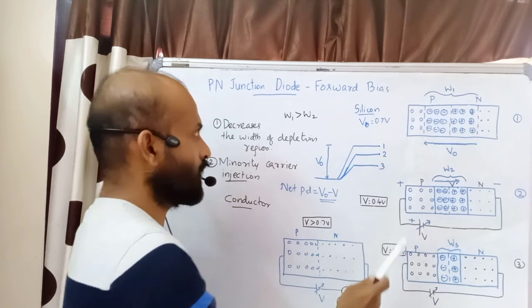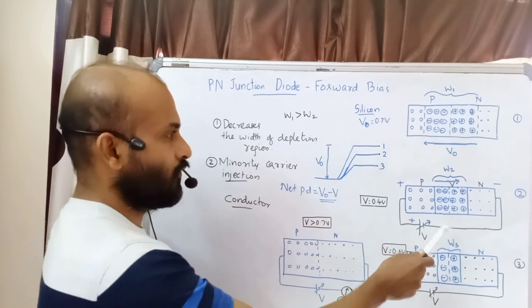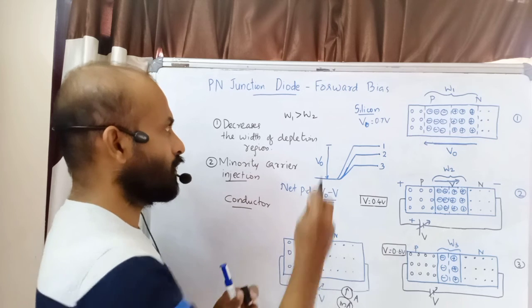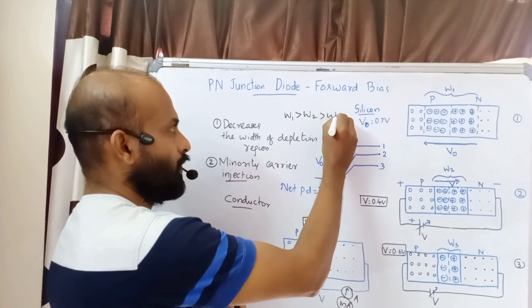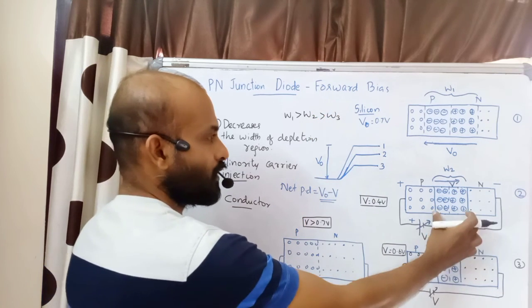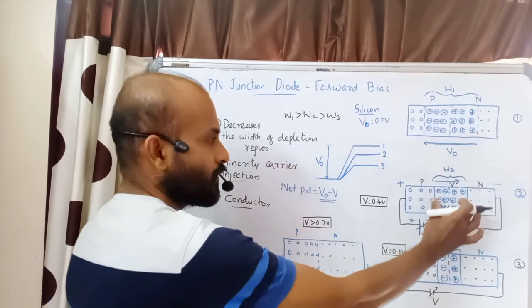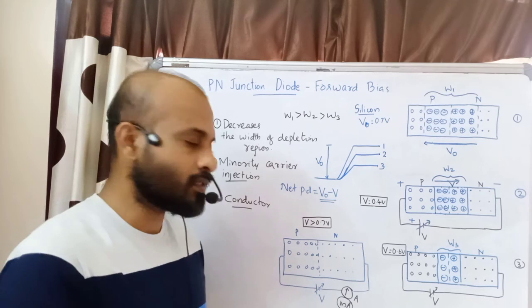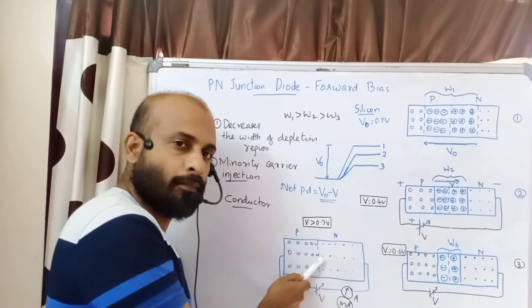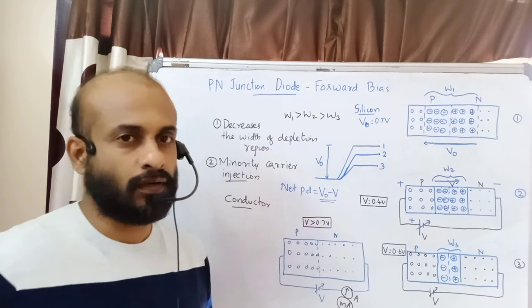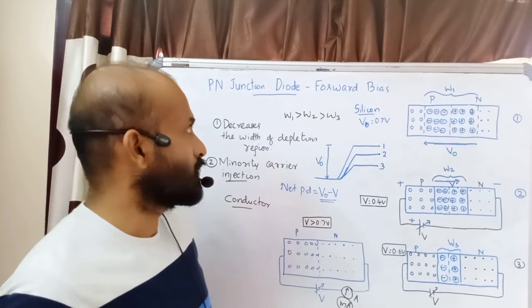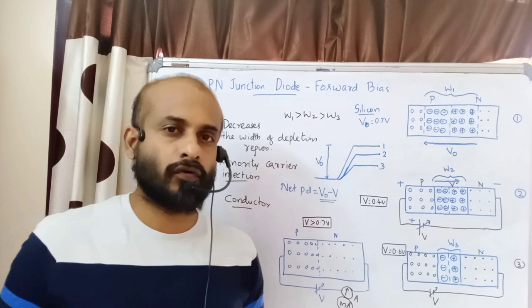In each case we can see that the width of the depletion region, W1, is greater than W2, which is further greater than W3. So W3 will be the least. The width of the depletion region goes from large to small, continuously decreasing. The width of depletion decreases and finally it collapses when we apply a potential of more than 0.7 volt. This is forward biasing: a p-n junction diode under forward bias.